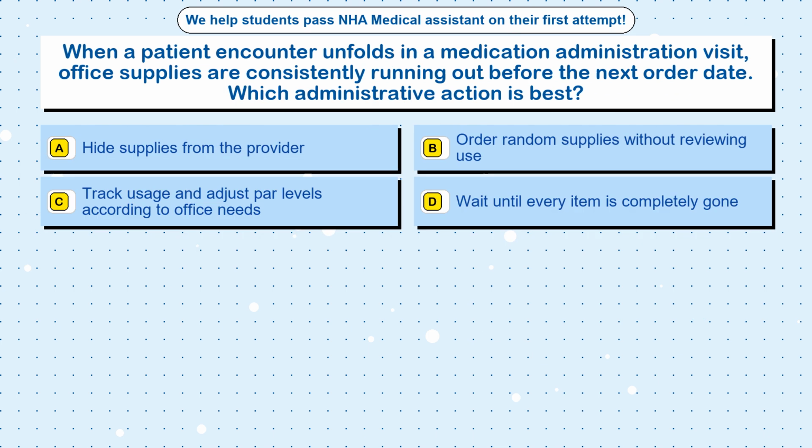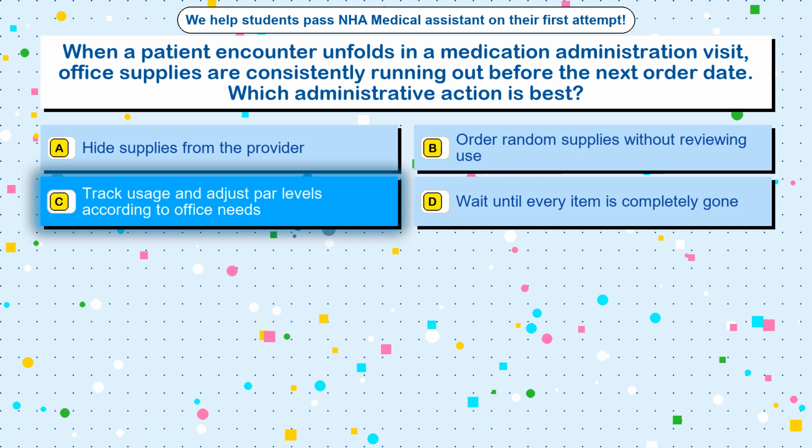Question 94. When a patient encounter unfolds in a medication administration visit, office supplies are consistently running out before the next order date. Which administrative action is best? Option A, hide supplies from the provider. Option B, order random supplies without reviewing use. Option C, track usage and adjust par levels according to office needs. Option D, wait until every item is completely gone.